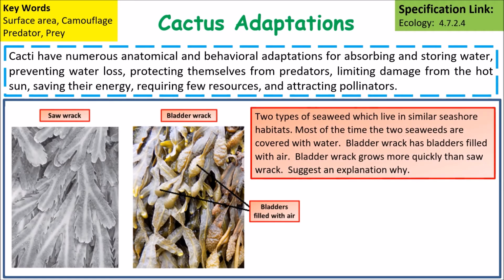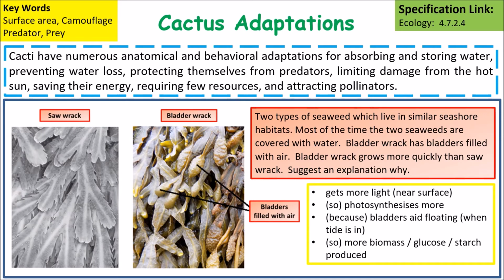So, two types of seaweed that live on a similar seashore. Most of the time these two seaweeds are covered in water. Bladderwrack has bladders filled with air. The bladderwrack grows more quickly than sawwrack. Suggest an explanation for this.